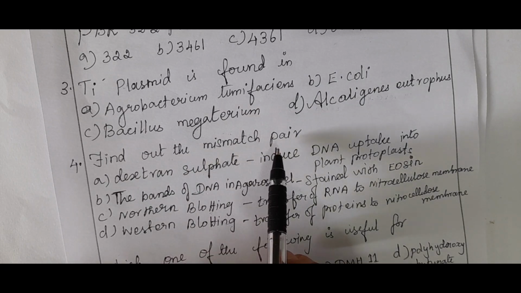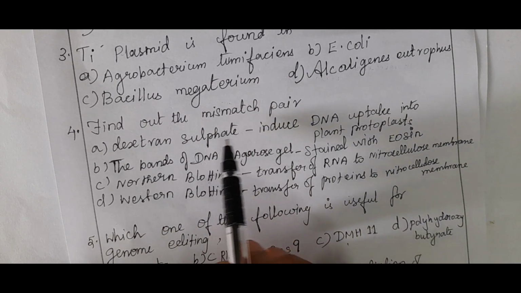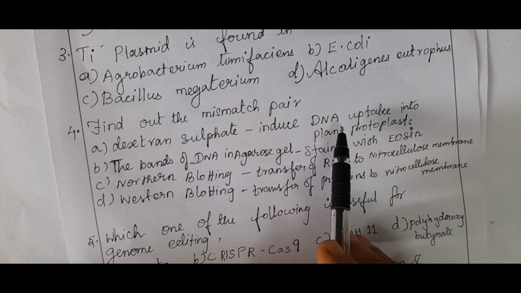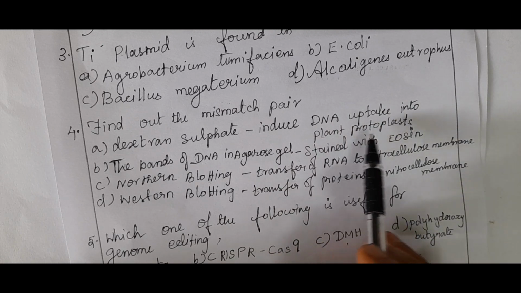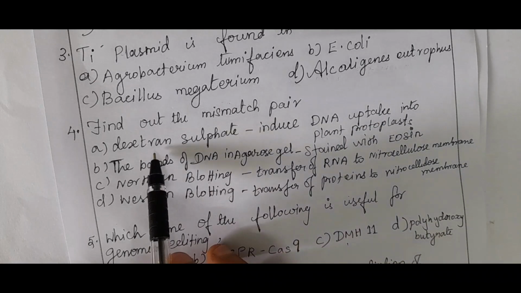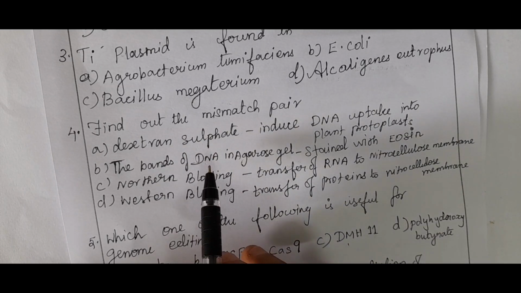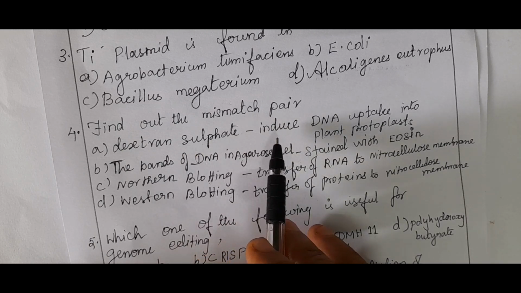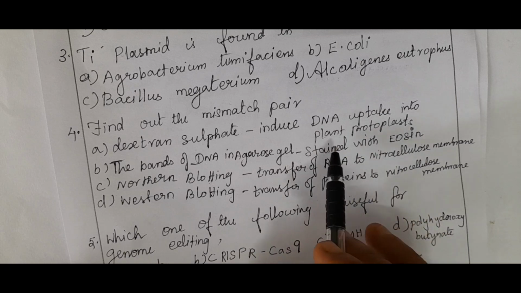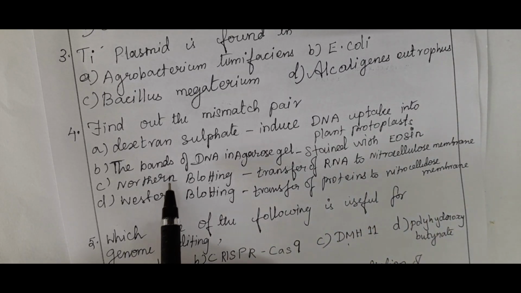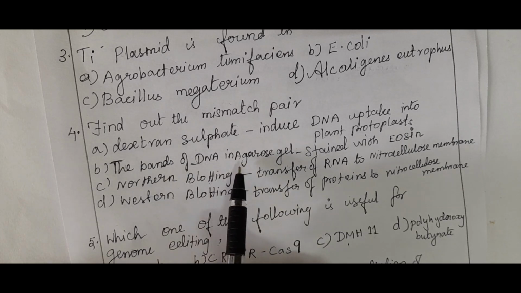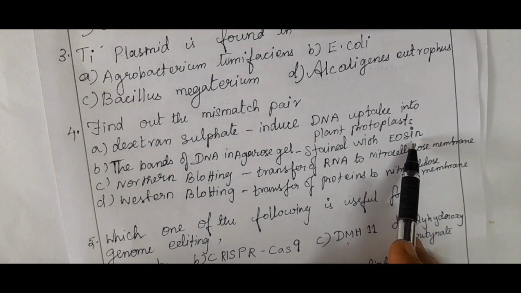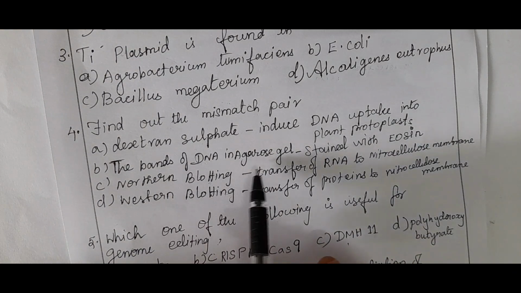Find out the mismatch pair. You have to find out the incorrect matching. Dextran sulfate induces DNA uptake into the plant protoplast. Yes, correct. And also polyethylene glycol will be given here along with this. So these are used for the induction of DNA uptake into the plant protoplast. Second option, the bands of DNA in agarose gel are stained with eosin is given. We will see this option finally.